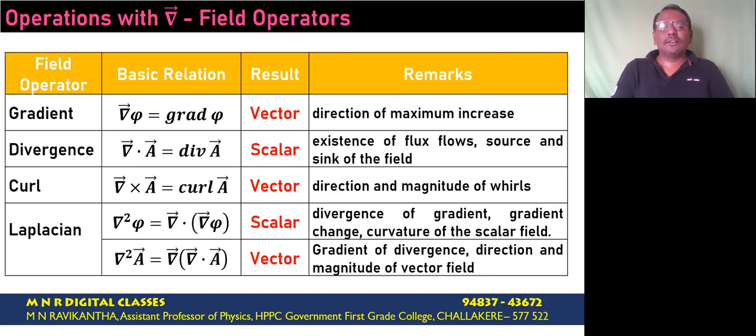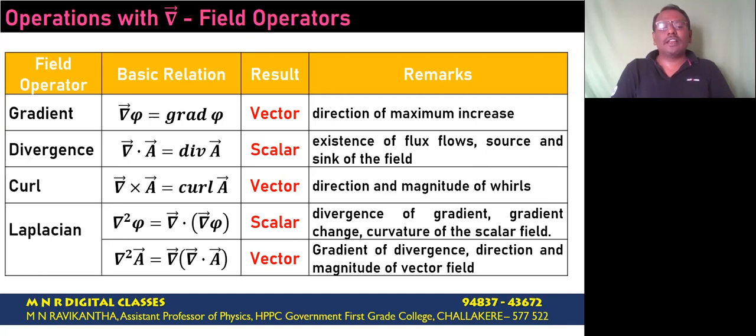Now let us summarize the four operations of del with different quantities. Gradient is obtained by operating del with a scalar function. It results in a vector field, and it gives the direction of maximum increase in the scalar field, the scalar point function.